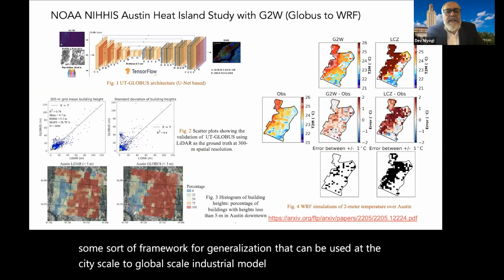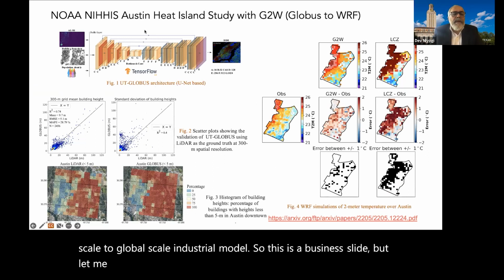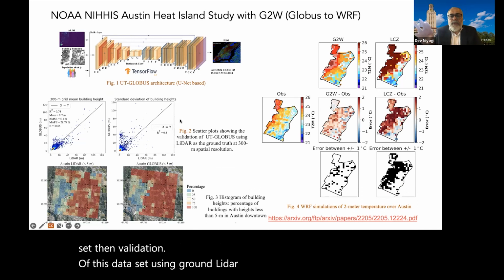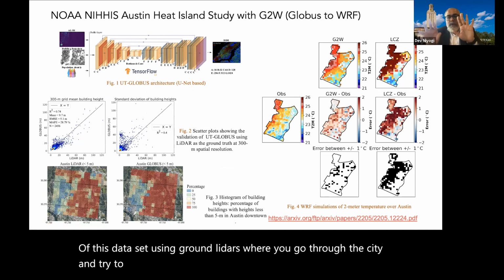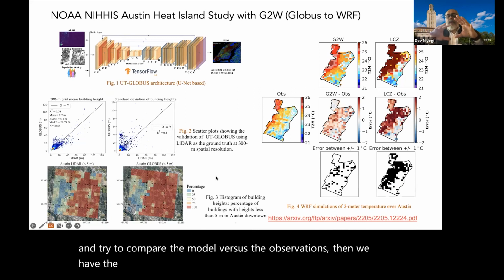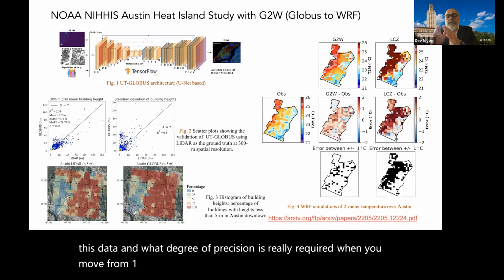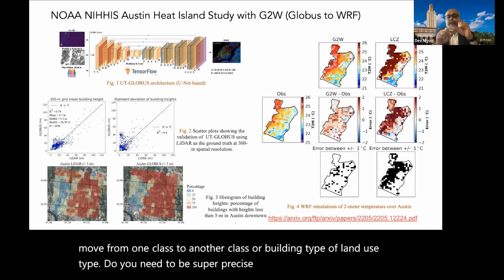So this is a busy slide, but let me walk you through it. We have the creation of this data set, then validation of this data set using ground LiDARs, where you go through the city and compare the model versus the observations. Then we have the understanding of how the models are going to read this data and what degree of precision is really required when you move from one class of building type or land use type to another. Do you need to be super precise or can it be within a range?